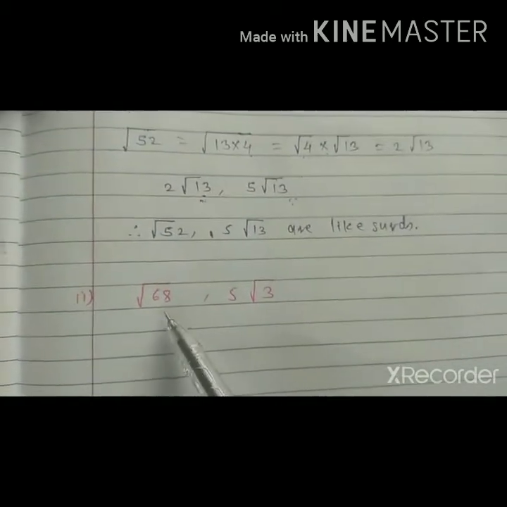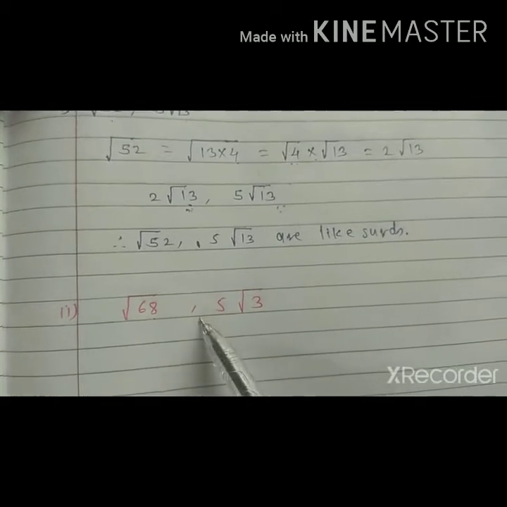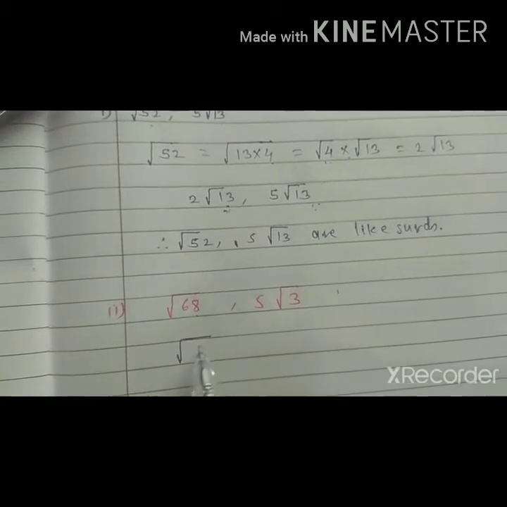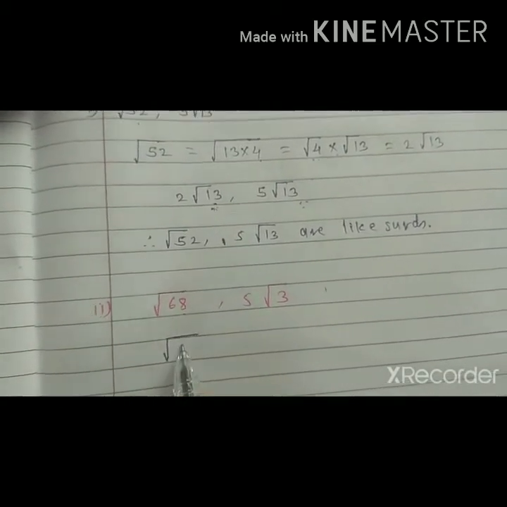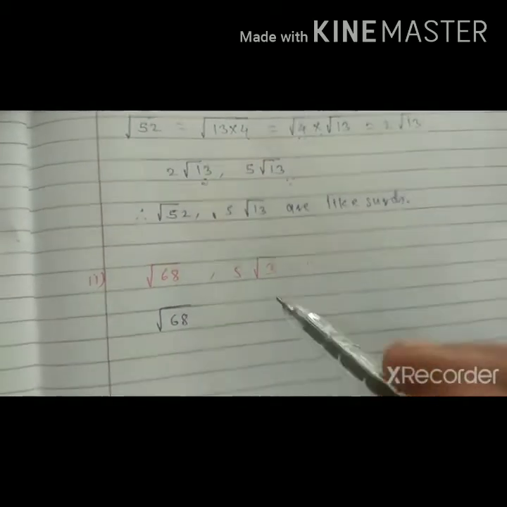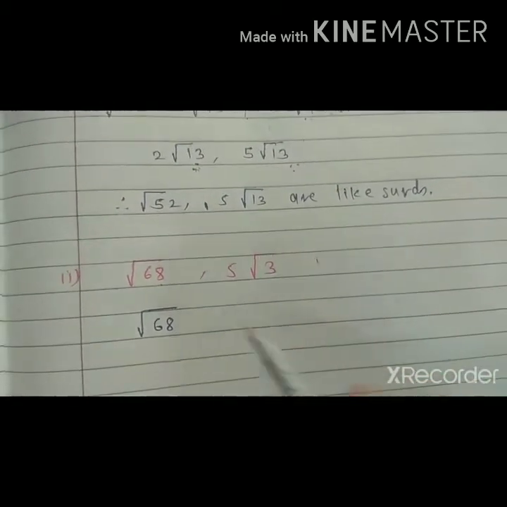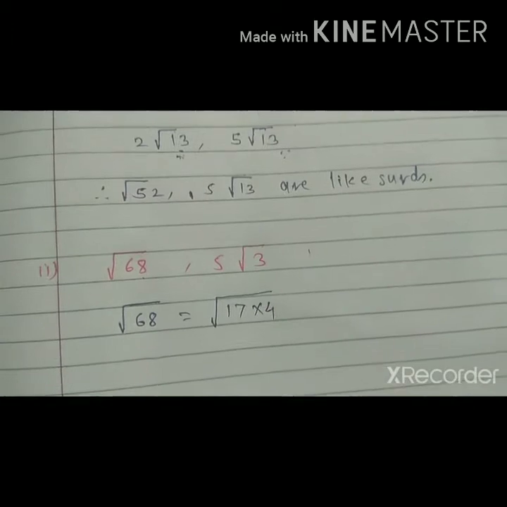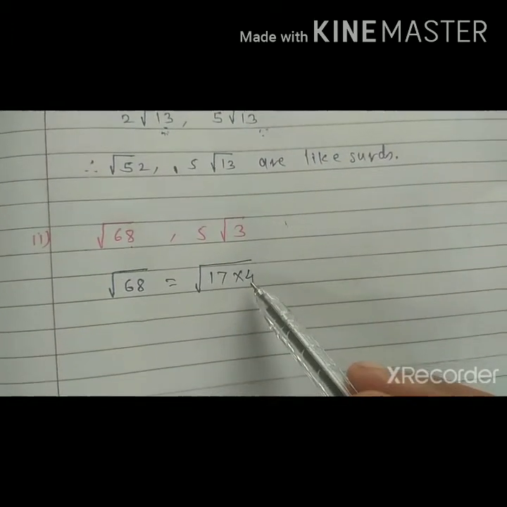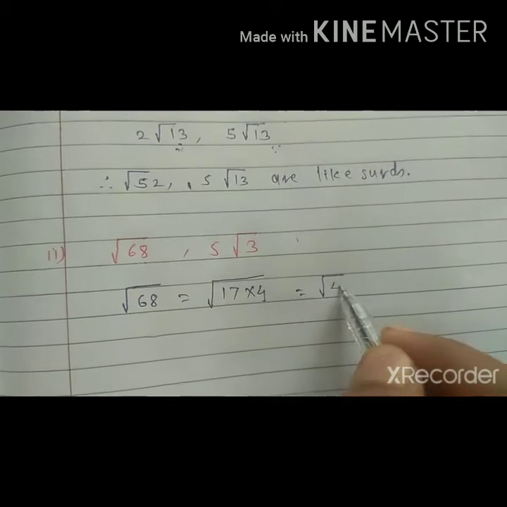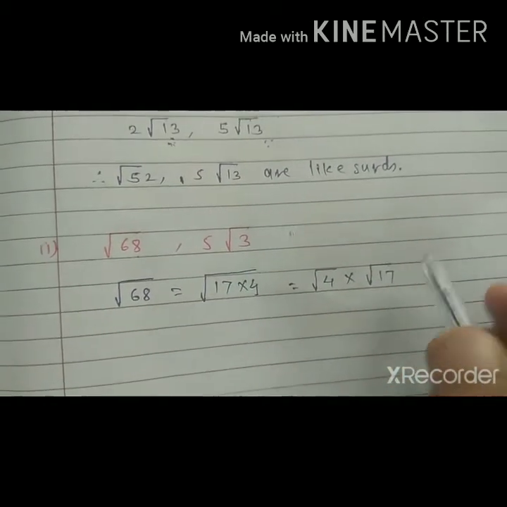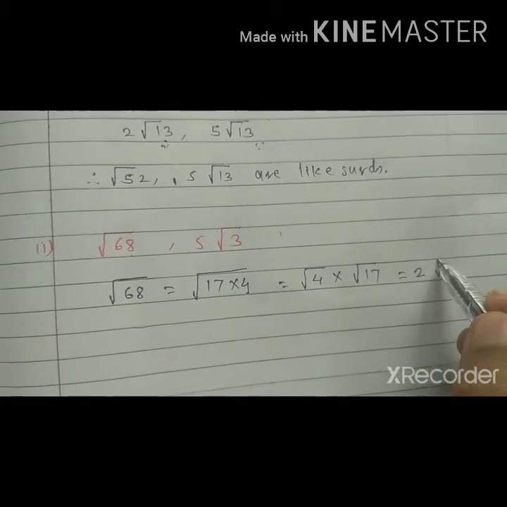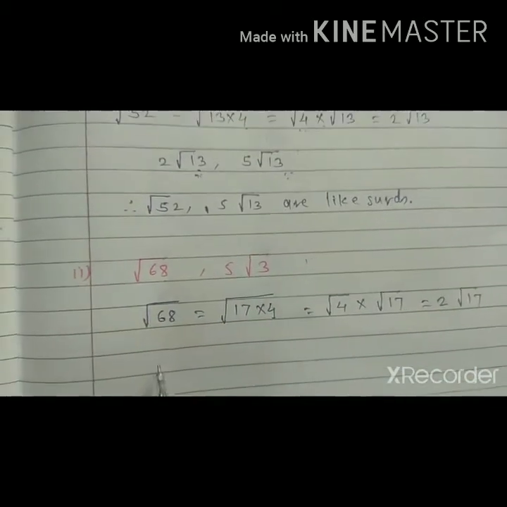Second example, root 68 comma 5 root 3. So root 68 is a pure surd. This is a mixed surd, so convert into mixed. So 68 means 17 into 4. 17 into 4. 4 is a square number. So it can be written root 4 into root 17. We know that root 4 is 2. Square root of 4 is 2. So 2 root 17.